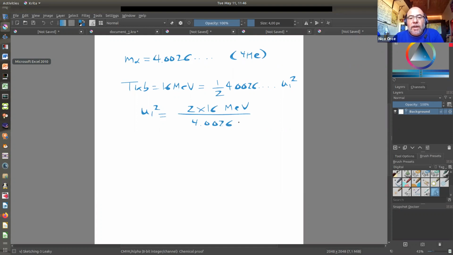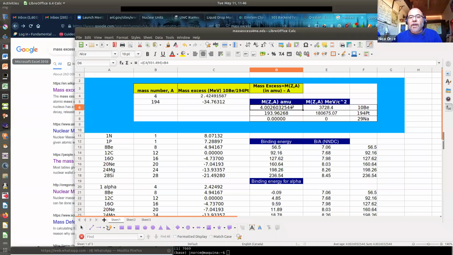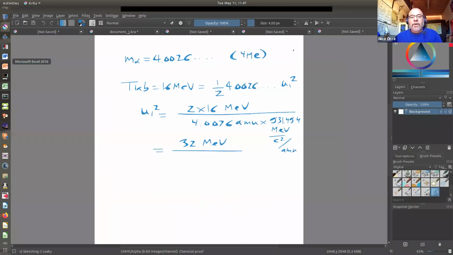atomic mass units. Atomic mass units that you need to convert, to multiply by 931.494 MeV per c square, which is per atomic mass unit, right? And then this is equal to 32 MeV, and this number here, we can multiply right away. Actually multiply by 931.494 MeV per c square, which is 3728.4, let's call it for the time being, 3728.4.